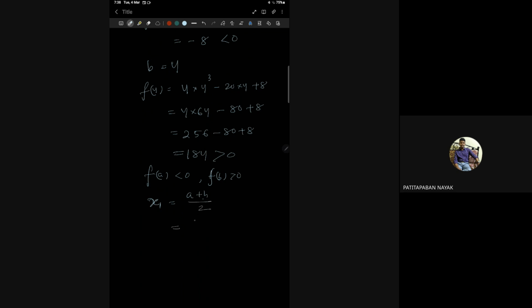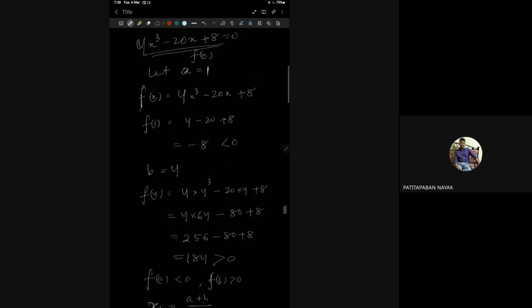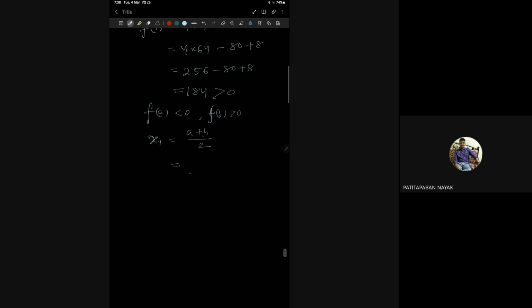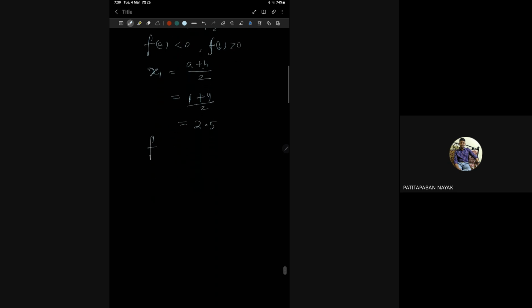So which is equal to how much? My a was how much? A was 1, b was 4. 1 plus 4 by 2 is 5 by 2, so that is 2.5, right? So what is f of x1? Next I will find out what f of x1 is.